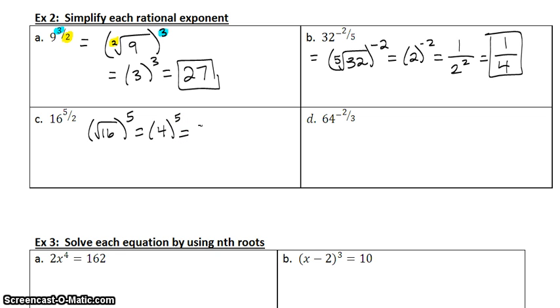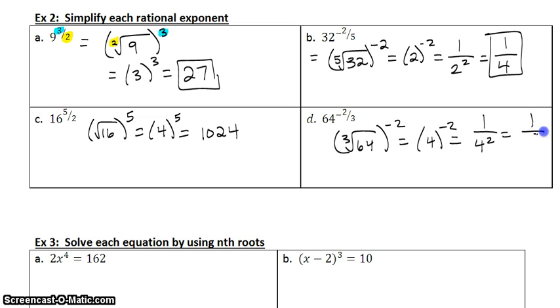Here's what I'm getting. 4 to the 5th power, which is 1024, and then part D, 1 over 16.